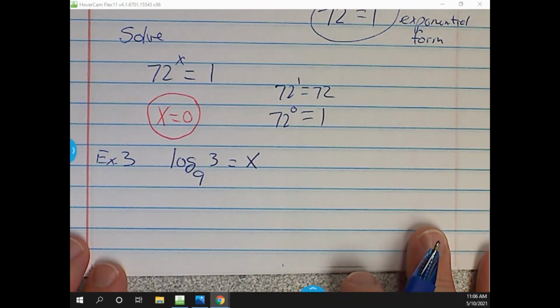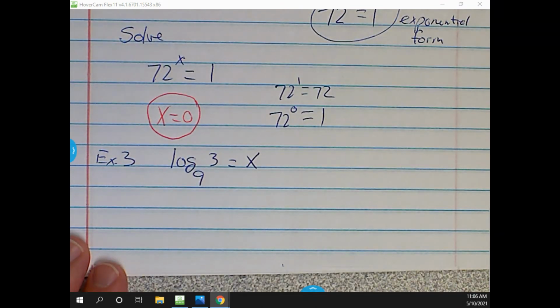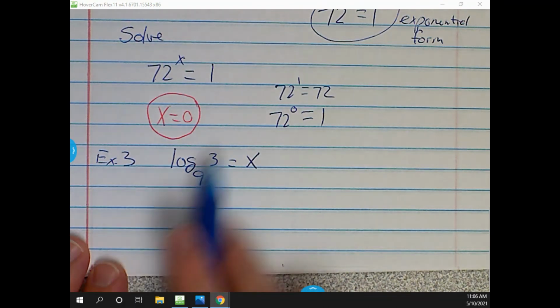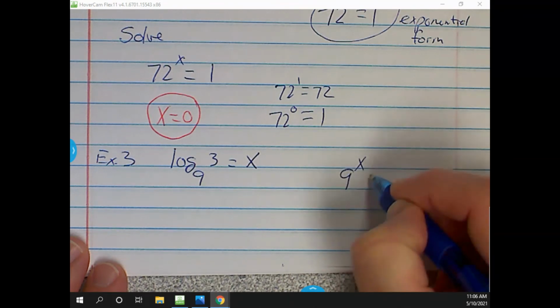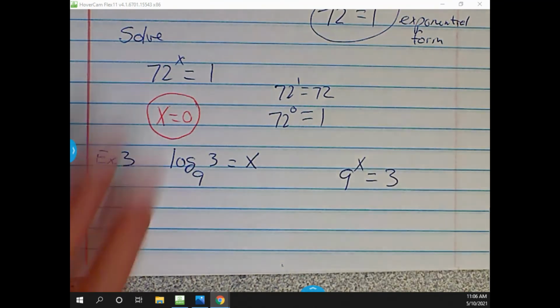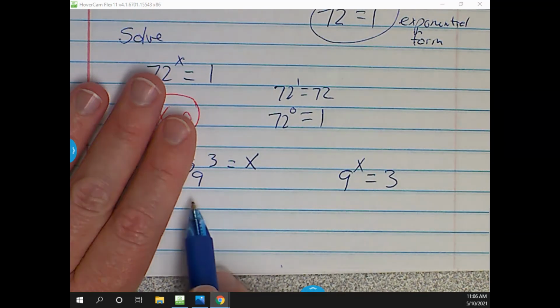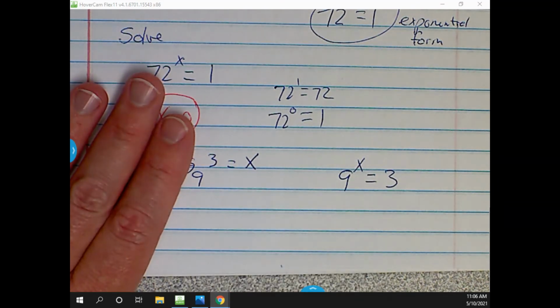Okay, so we've got log of 3 base 9 equals x. All right, this one, the x is already here, so we're going to go ahead and rewrite it first. So we've got 9 to the x power equals 3. Again, take away the log, the base stays the same, and just switch those two numbers.